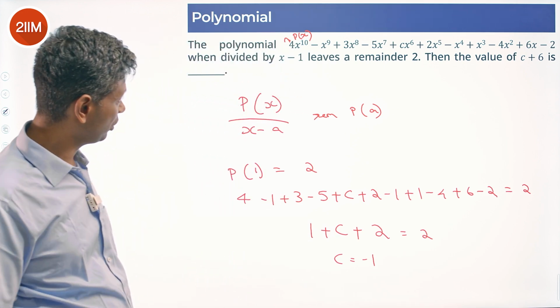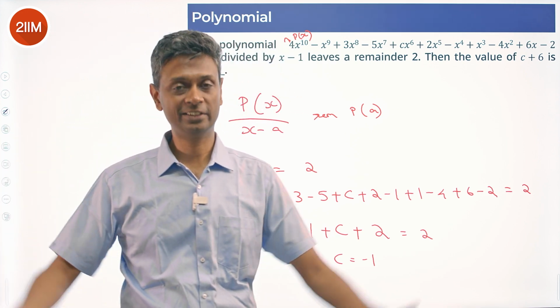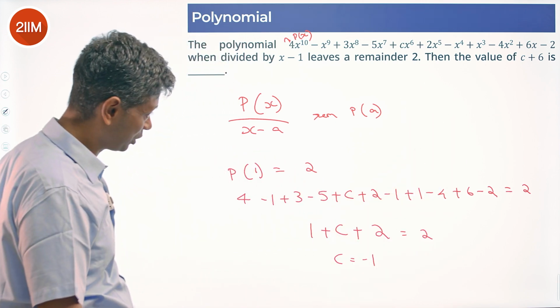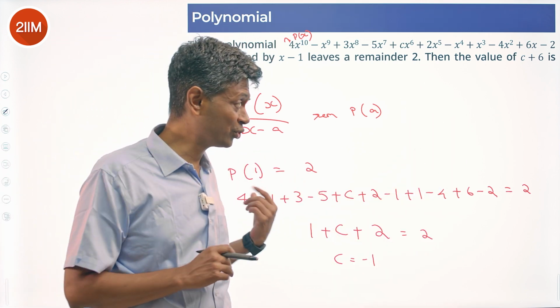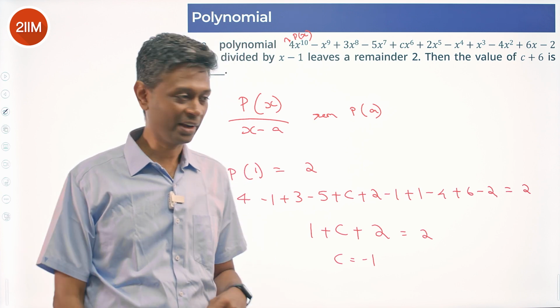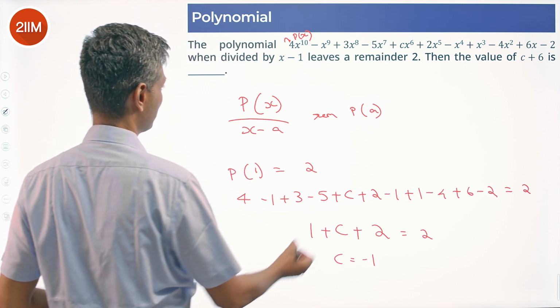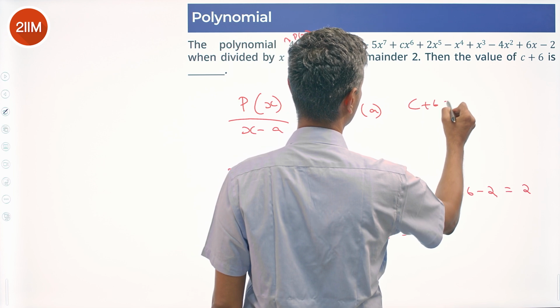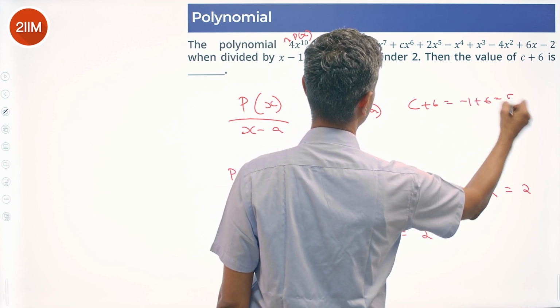C is minus 1. What is c plus 6? Minus 1 plus 6, 5. Done. Through. Just because it's a nice simple question, I want to check one more time, so as not to mark some wrong answer. Answer is 5. C is minus 1. C plus 6, minus 1 plus 6, which is 5.